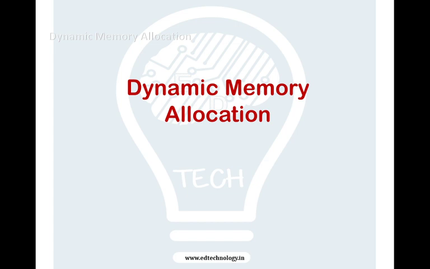So here I have pasted a definition for you guys. That's the definition which I want you to understand and write it down. C dynamic memory allocation can be defined as the procedure in which the size of a data structure like array is changed during the runtime.